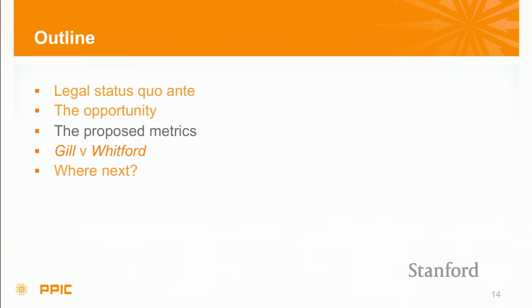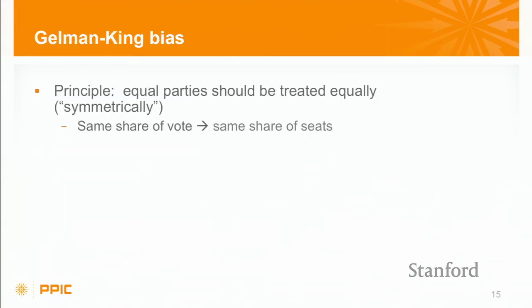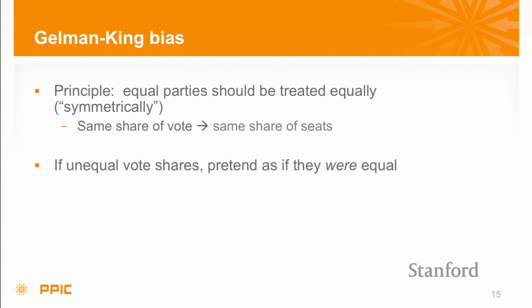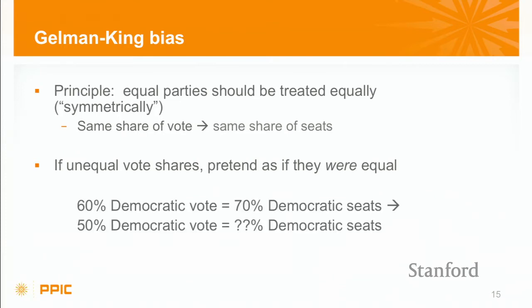So what are the metrics that people have proposed, have put on the table? Well, the first is this one that I mentioned earlier, Gelman-King bias, sometimes called symmetry. The basic idea behind this is that equal parties should be treated equally, symmetrically, that is. So if two parties receive the same share of the vote, they should receive the same share of seats. Now, the problem, of course, is that usually parties don't have the same share of the vote. So what do you do in that case? Well, you pretend as if they actually did have the same share of the vote. And this can be done a variety of ways.